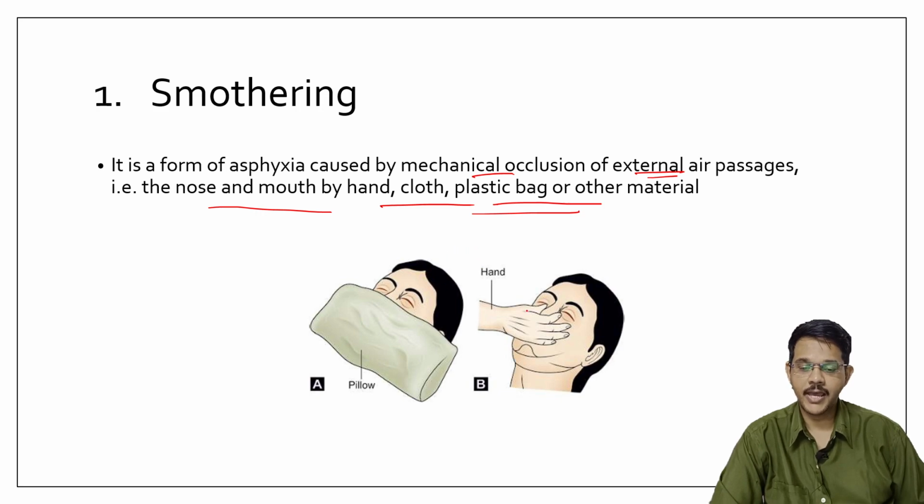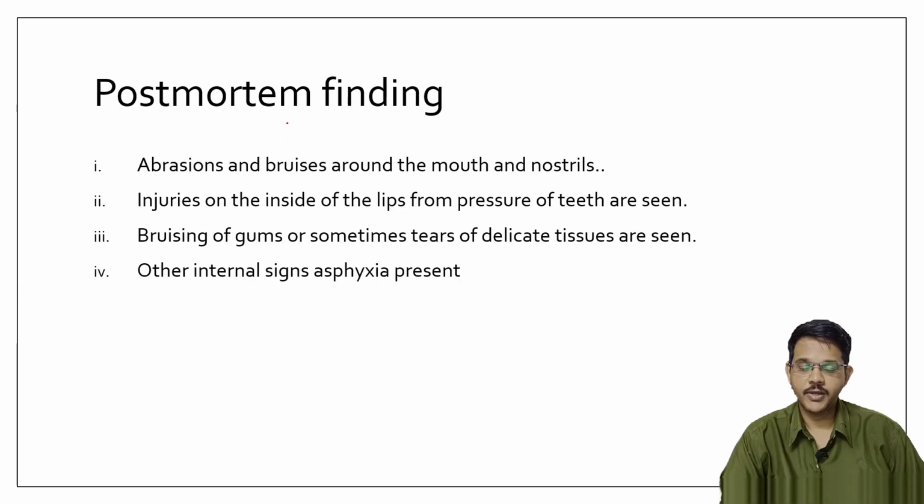It may be closed by hand, like a combination of nose and mouth. The nose is pinched and the mouth is closed, or some other material like a pillow or a plastic bag can be used to close the nose and mouth. In smothering, there may be abrasions and bruises around the nose if the person's nose is occluded by hand. If other material like a pillow is used, no signs of abrasions are seen.